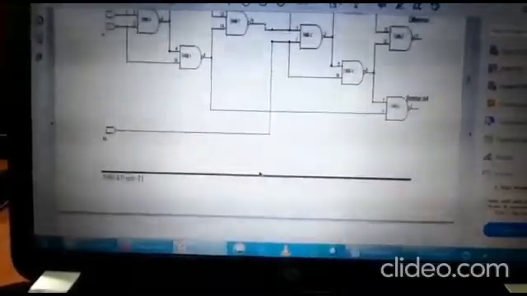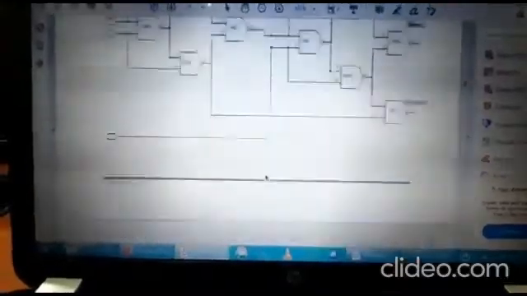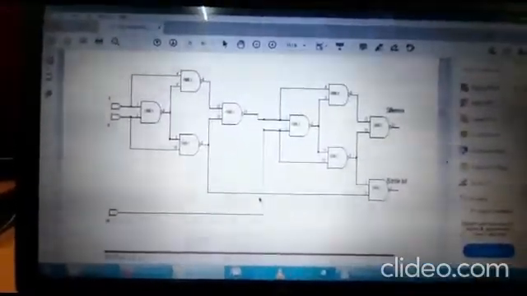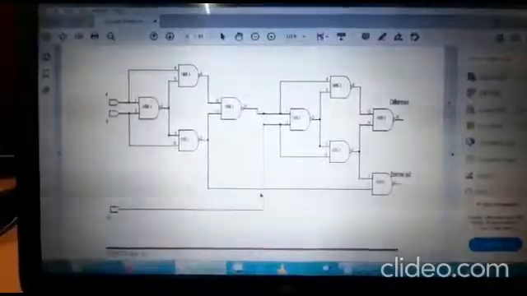You can go through the truth table, and now we are going to watch the video of the working of all these four circuits. Thank you, students.